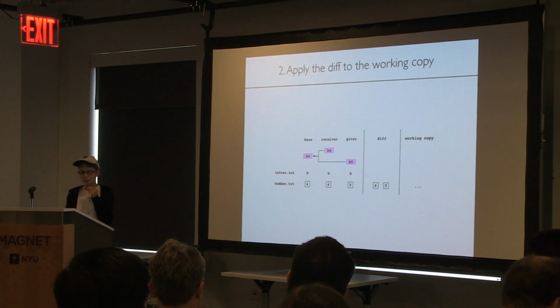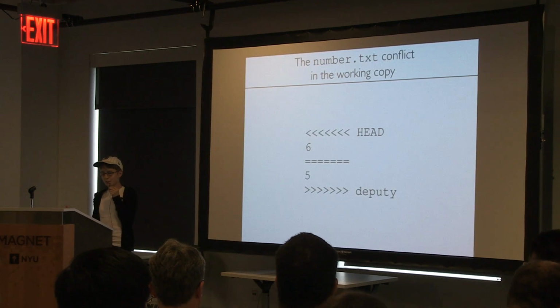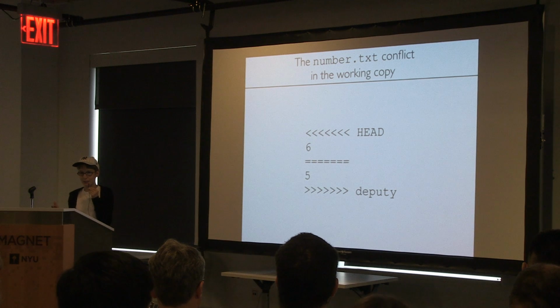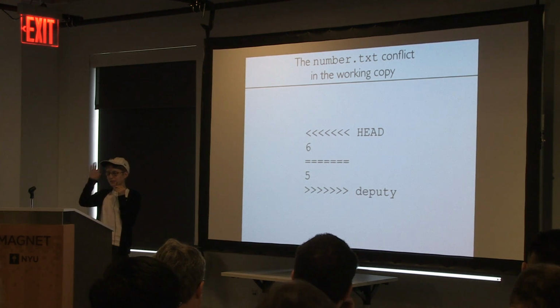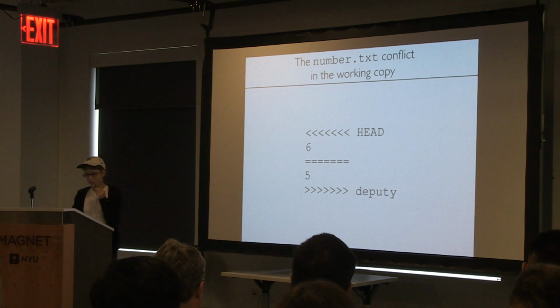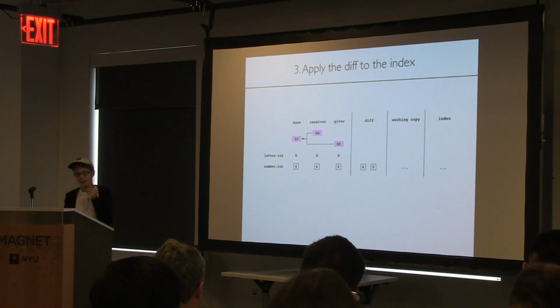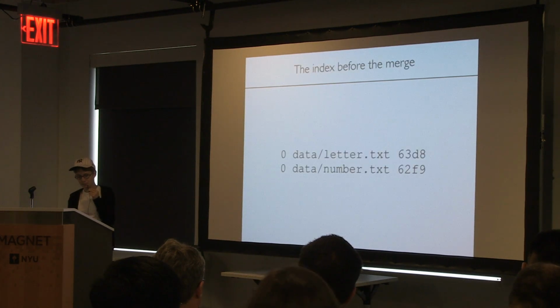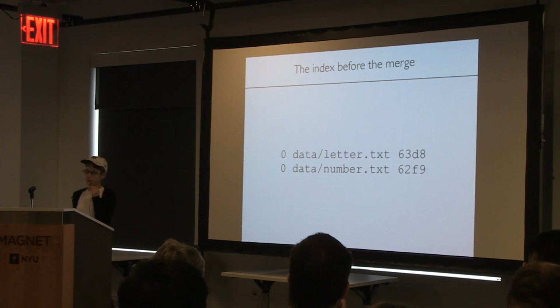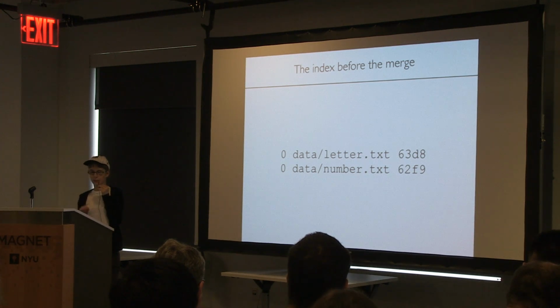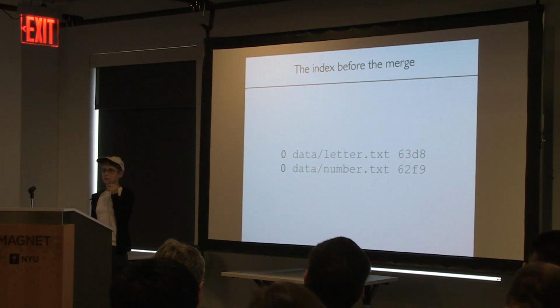So it applies the diff to the working copy, and that sets number.txt to look like this, which I expect you've seen before. Git just says, I'm going to give you both versions and let you sort that out. And then Git applies the diff to the index as well. Here's what the index looked like before the merge. And I kind of lied to you a little bit when I said that an index entry is just a file path and a hash. That was true, but it's also a number.